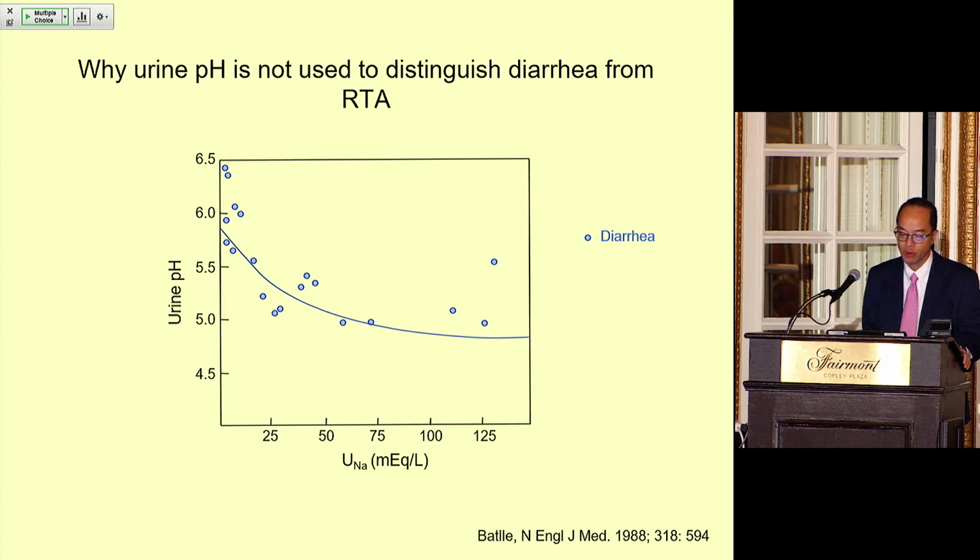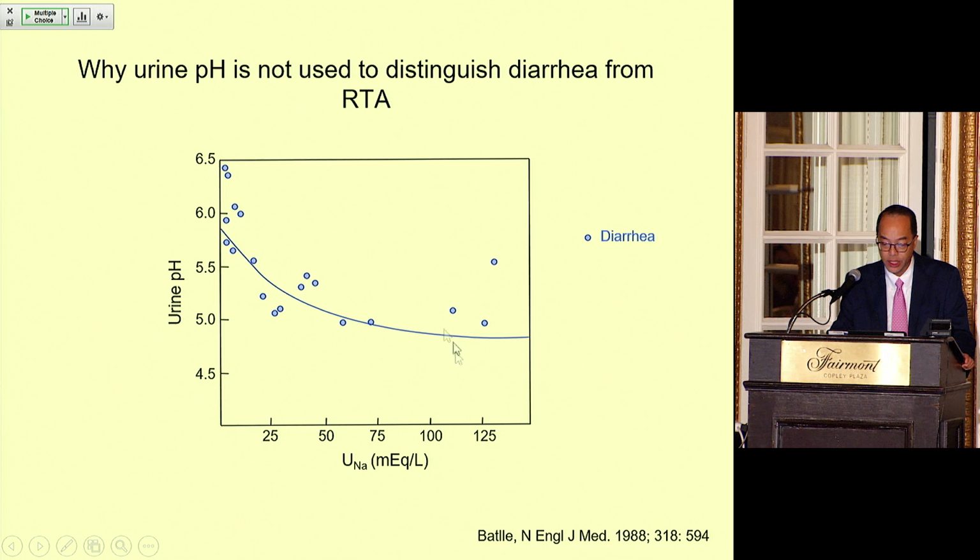So here's a little small print stuff. If you're curious as to why we don't use urine pH, here's one reason. There are actually many reasons, but here's a reason why we don't use urine pH to distinguish diarrhea from RTA. This is also from a paper from 30 years ago in the New England Journal, where Battle showed that even in patients with diarrhea, they can have alkaline urine, inappropriately alkaline urine. pH here is as high as 6.5. But notice that that only occurs in those patients that have a very low urine sodium.